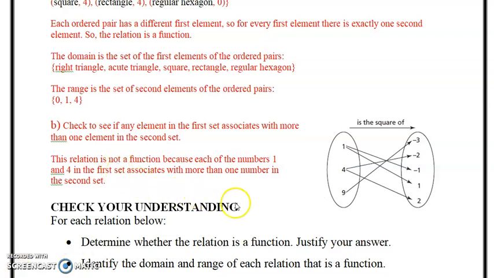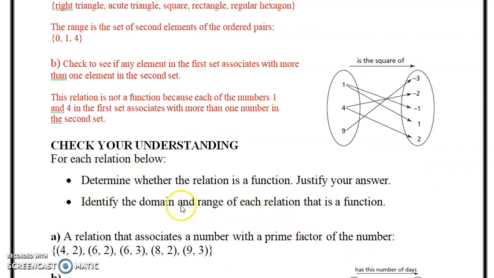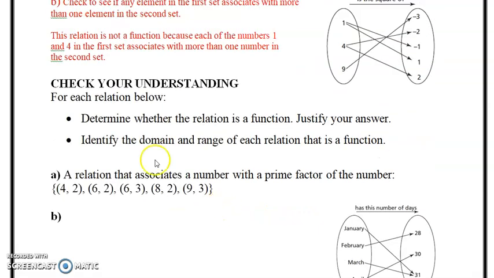My apologies for the PA. So you can try the check your understanding. There's a couple of questions there. The answers are at the bottom. You're going to determine whether the relation is a function, justify your answer, and identify the domain and range of each. Okay? So remember, for every value of x, there's only one value for y. Or for every value in the first set, there's only one value in the second set. Okay?